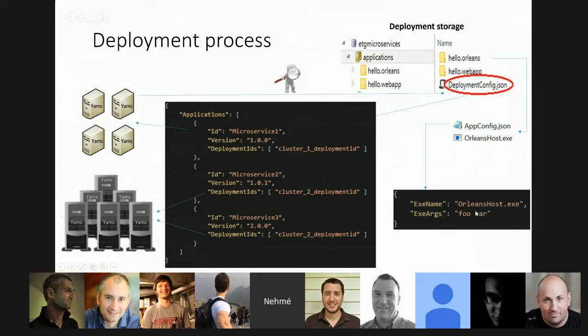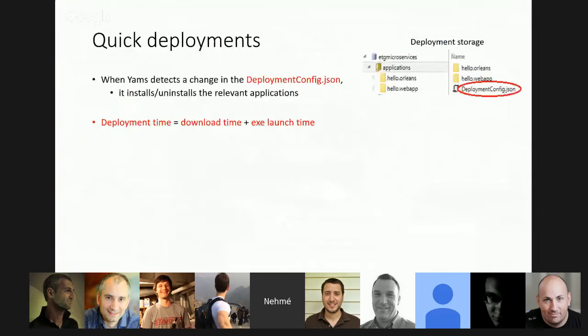Okay, so that's basically what the process is, but there is a little bit more during updates. Right now, what I explained, the YAMS processes don't actually talk to each other at all. They're just looking at that deployment config.json. But during updates, they need to coordinate with each other to make sure they respect the upgrade domain notion. We'll talk about this in a few slides.